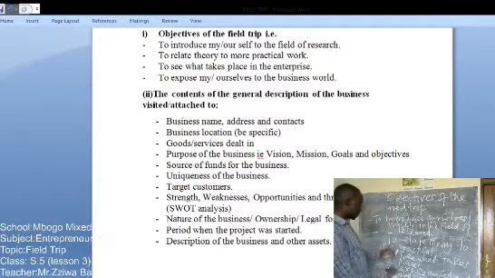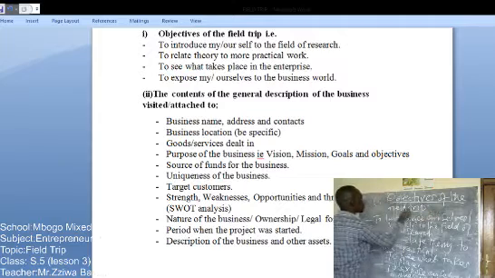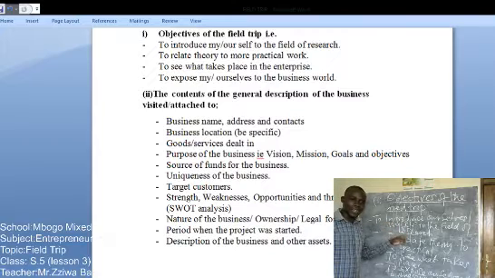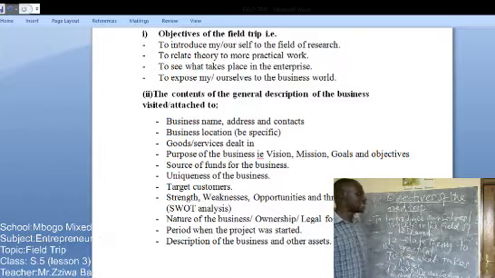Okay, so that is our Roman numeral 1. We have discussed the objectives of the field trip. So in your summary books, please learners, can you please note down those objectives? Please treat them seriously, for they are highly examinable. Those are the standard objectives as to why you conduct a field trip.